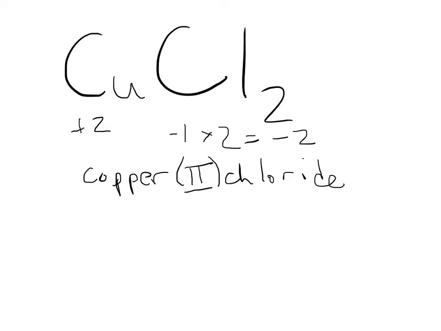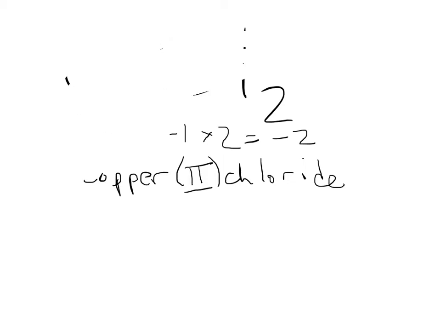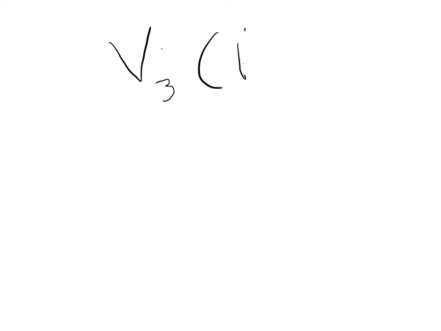So let me get rid of this, and we'll try one more example. And this one might be a little more difficult because you might have noticed a shortcut that you're not necessarily going to be able to get away with here. So let's try vanadium and phosphorus. So we have this compound here.